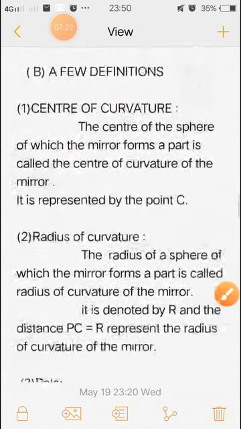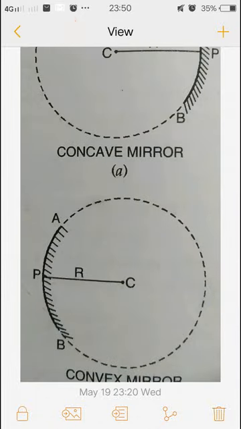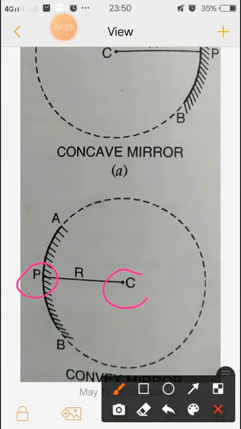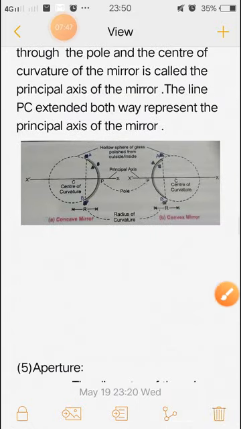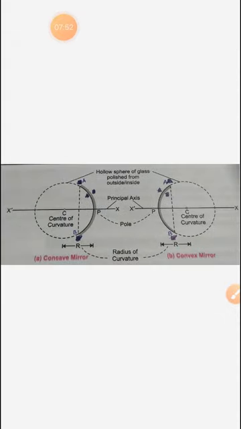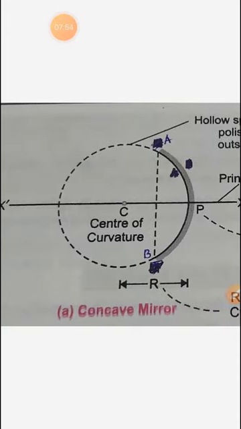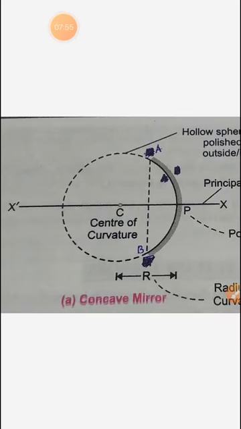In this figure, this is the pole P, and this is the center of curvature. The straight line joining these two points and extended both sides is called the principal axis. In this figure you can see the details.